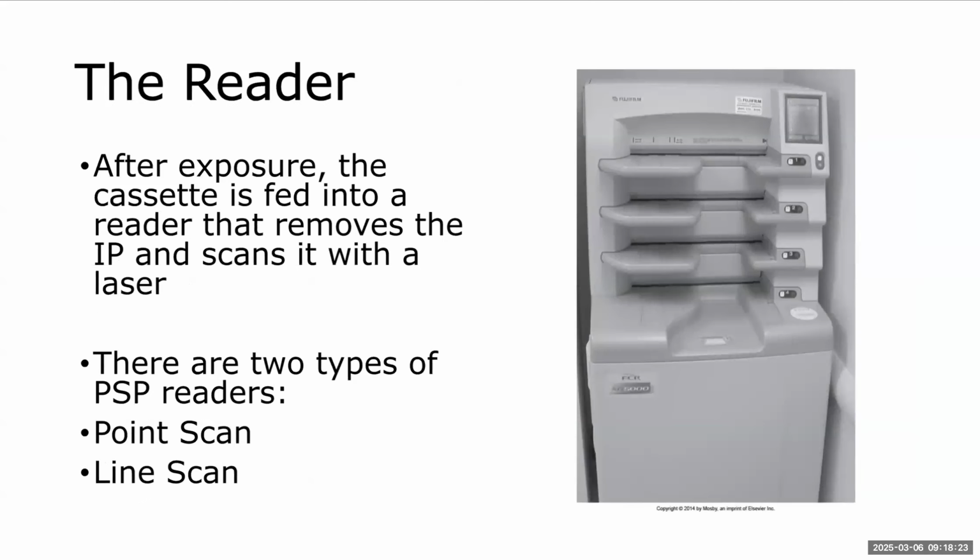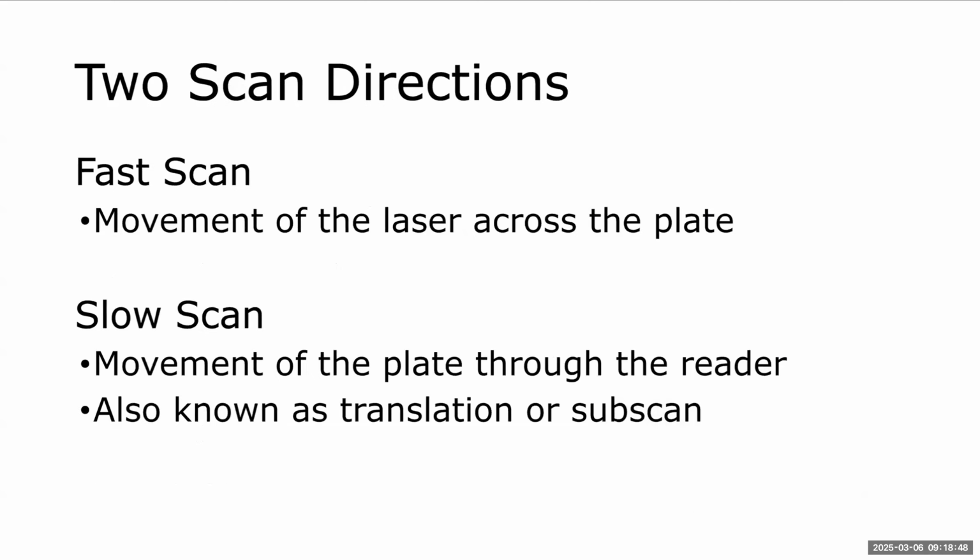You would make your exposure to your plate, then you would put it in a reader, and the reader would remove that plate and scan it with a laser. There were two types of PSP readers: point scan and line scan. Point scan means it literally reads it a point at a time. Line scan means it read it a line at a time. That was generally done through a CCD.